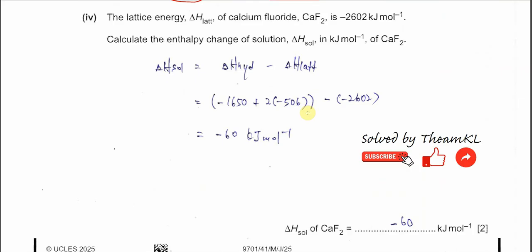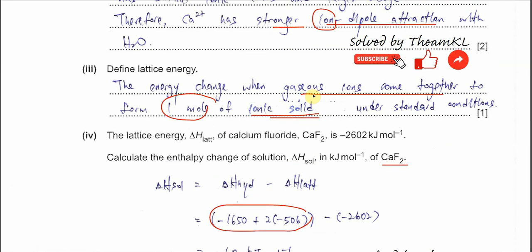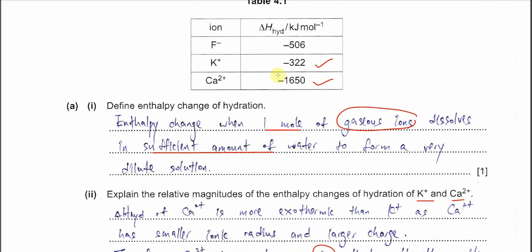Okay, part 4. The lattice energy of calcium fluoride is negative 2602 kJ per mole. Calculate the enthalpy change of solution in kJ per mole of calcium fluoride. If you want to make it fast, if possible, just memorize this equation. Enthalpy change of solution must be the hydration enthalpy minus the lattice energy. Then you need to find the hydration enthalpy here, for the calcium ion and the fluoride.